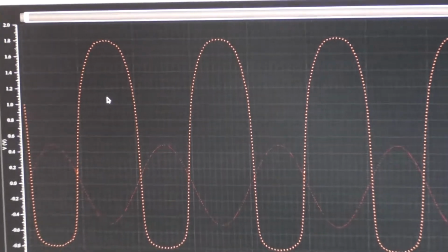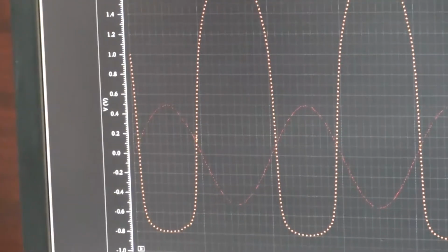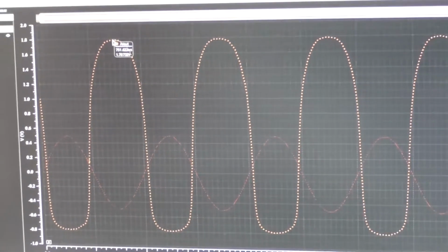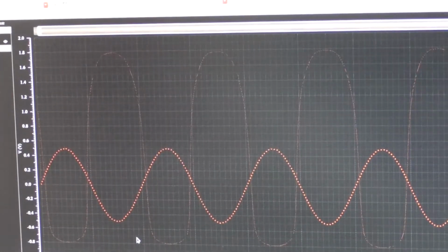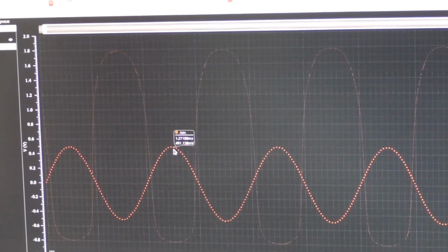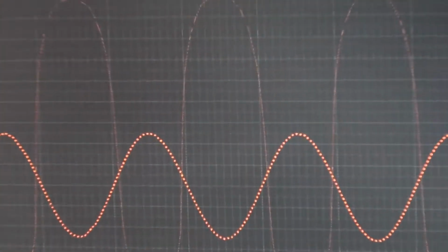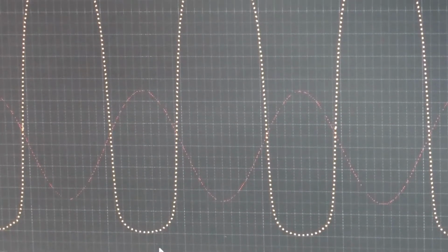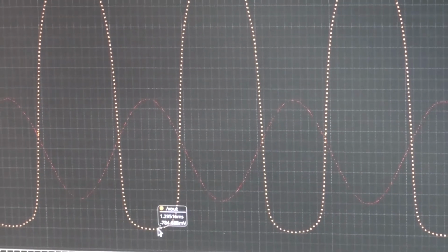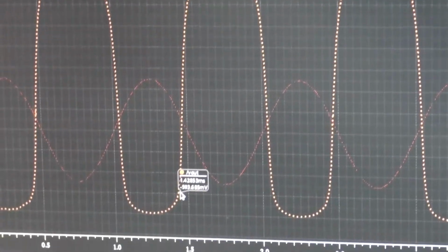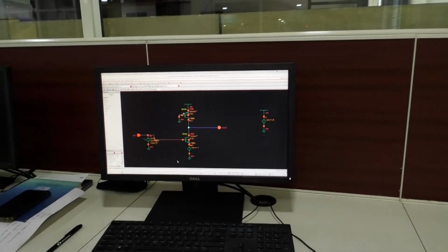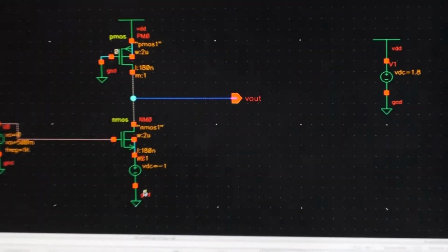And please note this point that in a common source amplifier, the phase difference between input and output is 180 degrees. So when the input is minimum, the output is maximum, and when the input is maximum, the output is minimum. So this is where the input is maximum, and you can see very clearly the output is minimum. So there is a phase shift of 180 degrees.